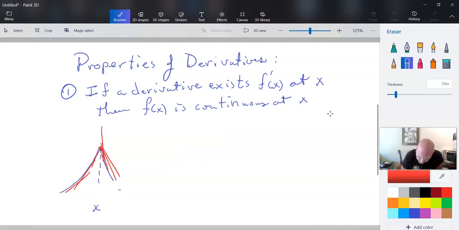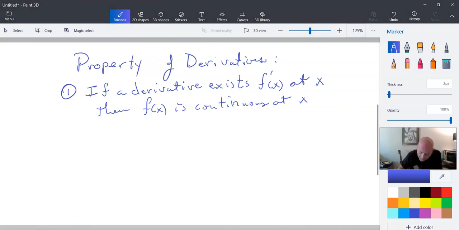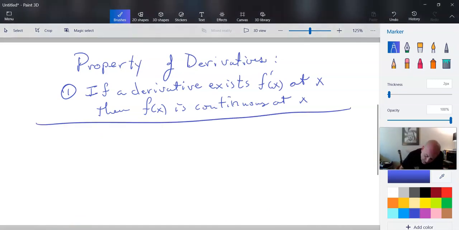Let's go ahead and get rid of that. Okay, so that's the main property that I want you to be thinking about.